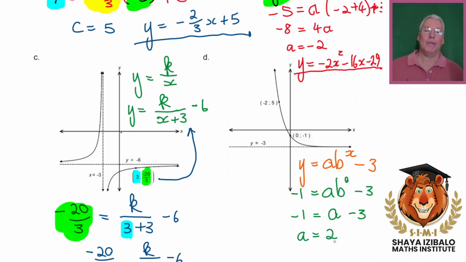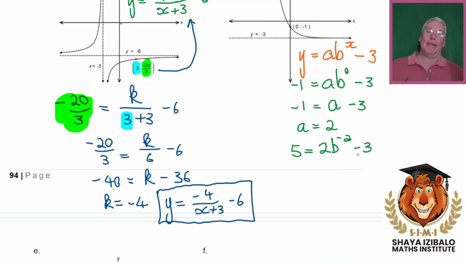Okay? Now, the last thing we've got to do is find b. And what we're going to do is sub in the other point into what we know so far. We know that y is 5, a is 2, b we don't know yet, x is minus 2, and we've got a minus 3 here. Right. We're going to add 3 to both sides. We're going to get 8 equals 2b to the minus 2.